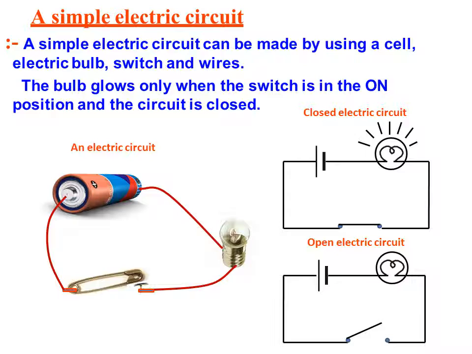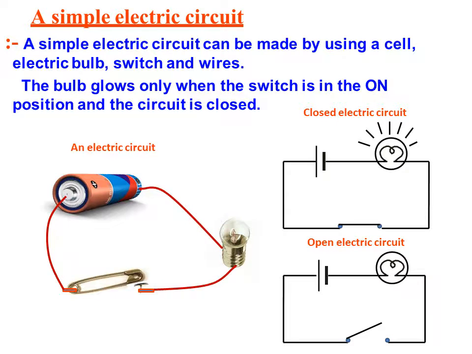And in a closed circuit, flow of electricity is seen. That's why we can see the bulb glowing. Whereas in an open circuit, the switch is not on. That's why flow of electric current is not seen. So this is a simple electric circuit and flow of electric charge.